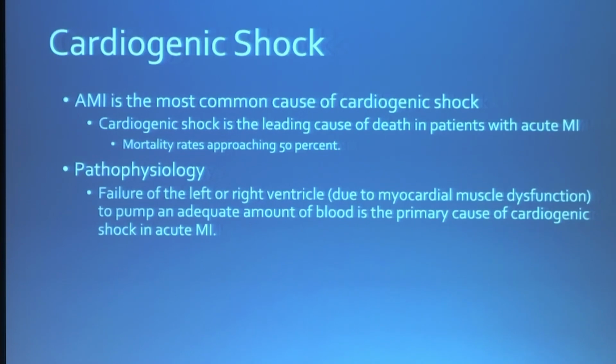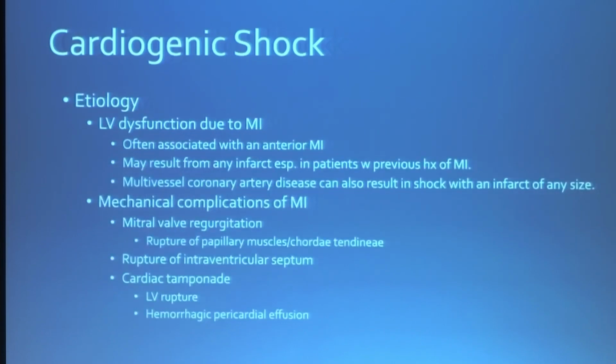It's the failure of the left or right ventricle to pump an adequate amount of blood. Left ventricular dysfunction due to an MI is usually associated with an anterior MI or an anterolateral MI, either one. It may result from an infarct, especially if they've had previous damage from a previous MI or if they have severe multi-vessel coronary disease.